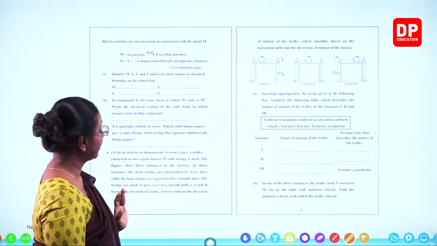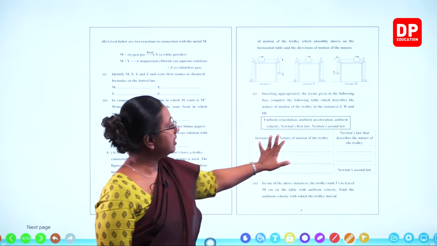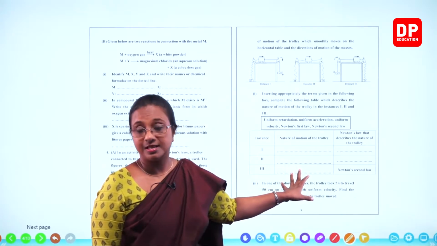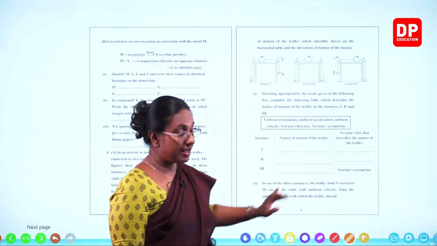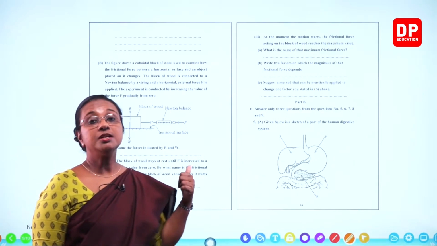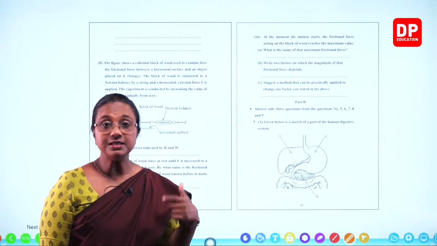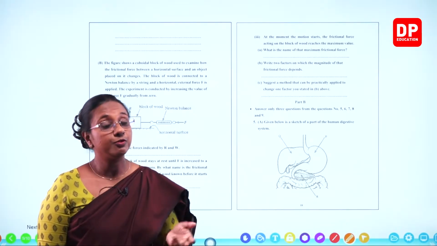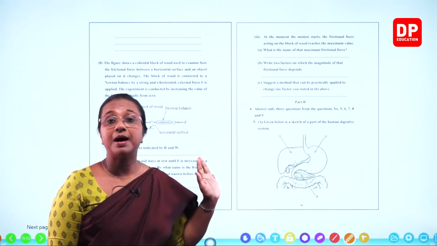Then look at the fourth question. Here you can see a trolley on a table and all that. Then immediately you all know this is a physics lesson. So fourth question, part A is physics. Same way part B also. If you look at part B, here you can see again a physics lesson. So the first question is related to the biosphere, second question biology, third question chemistry, and fourth question physics lessons. That is the format of part A.